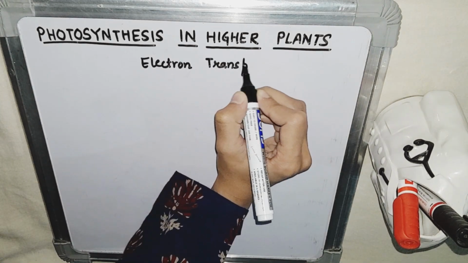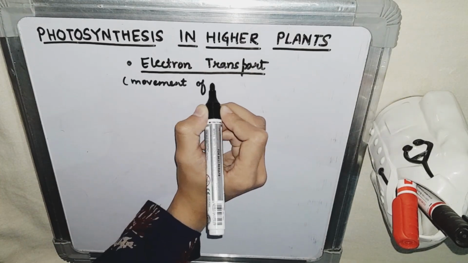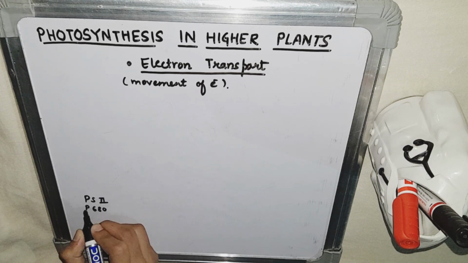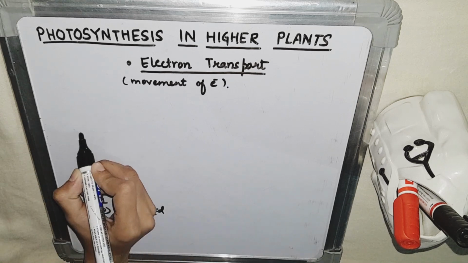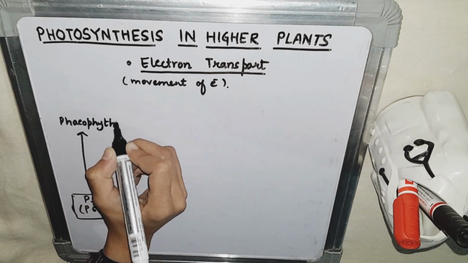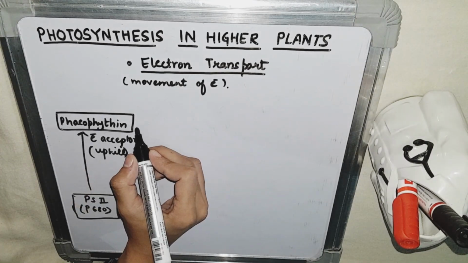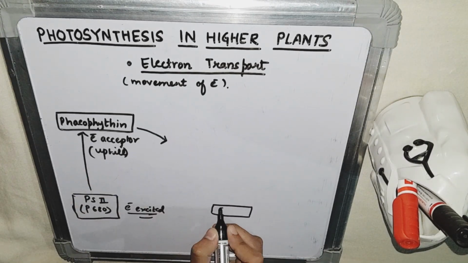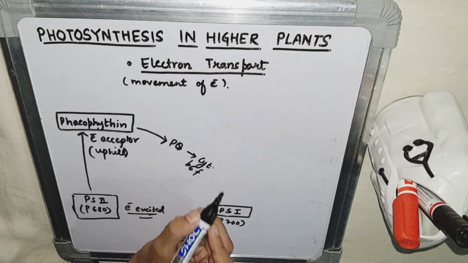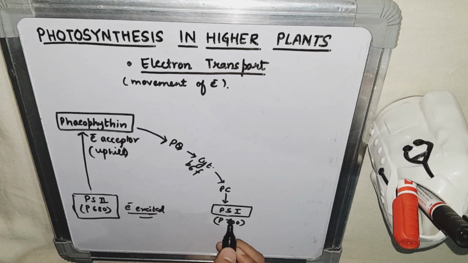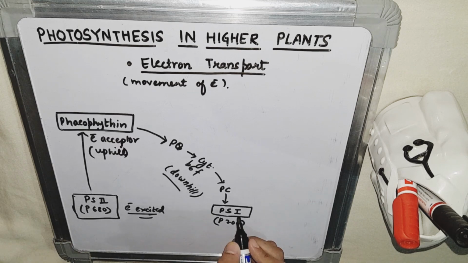Next topic is the electron transport. What electron transport actually is, is the movement of the electron. Here it begins as the electron is present in photosystem 2. This electron gets excited to an electron acceptor which is called pheophytin. This movement is an uphill movement. Then this electron reaches PS1 through a downhill movement and it passes first through plastoquinone, then cytochrome b6f, then plastocyanin, and finally to PS1.